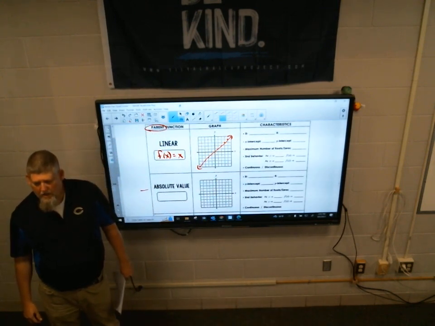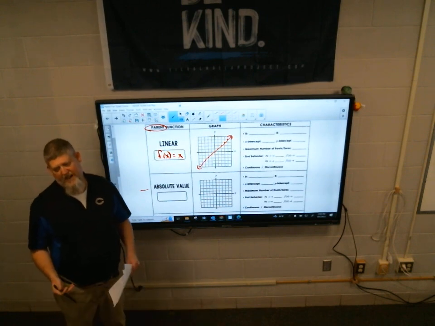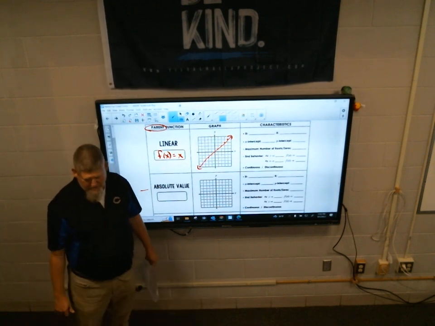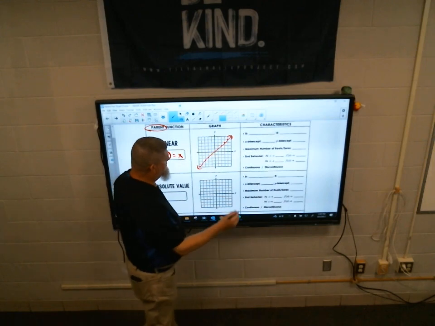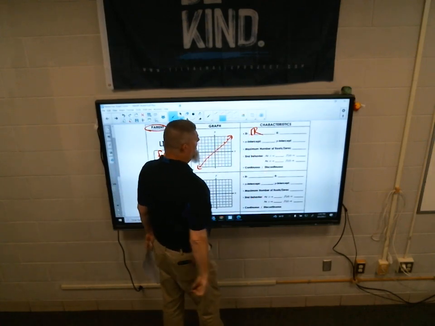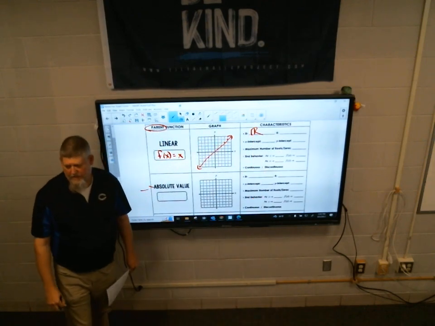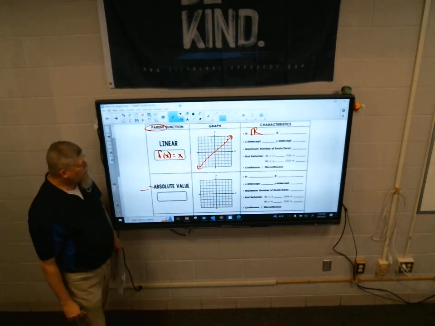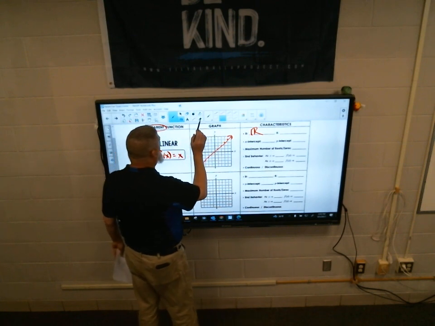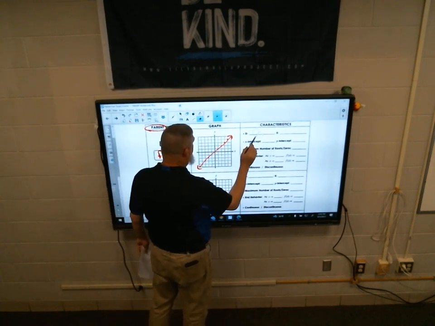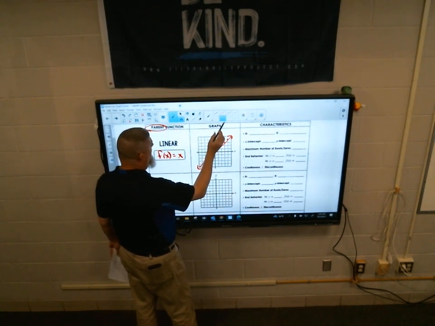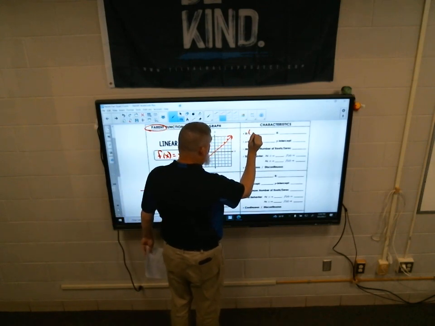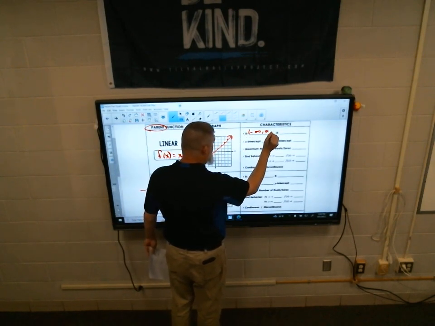So x is the value, but what values can go in for x? All the numbers, I guess. All real numbers. There's not a number you cannot put in for x. What does that say? R. You guys probably may not have seen that before. So you can go from negative infinity to infinity.